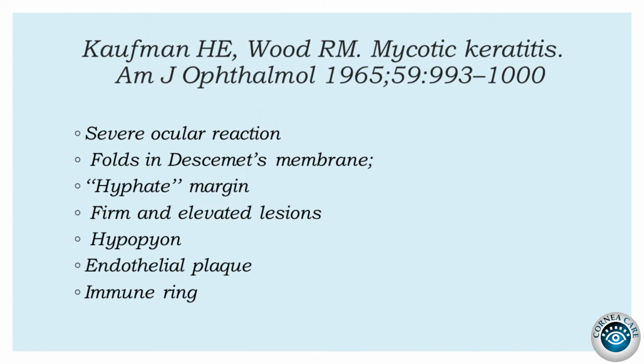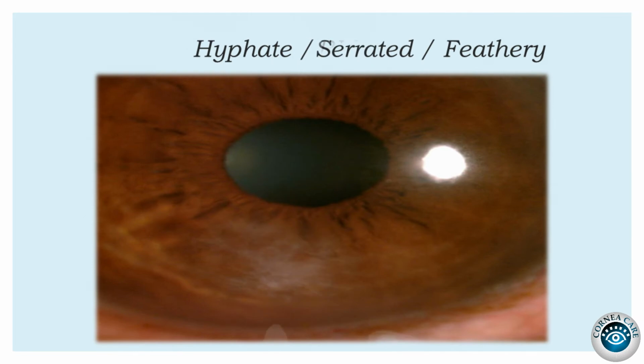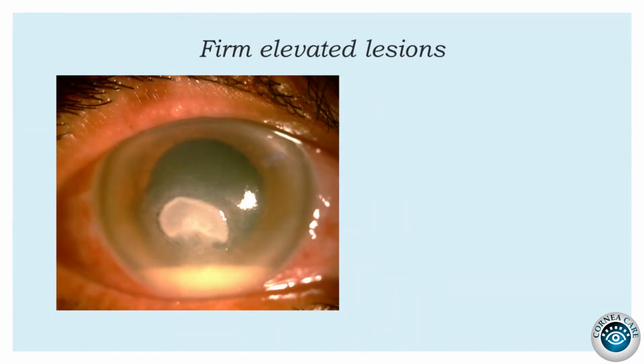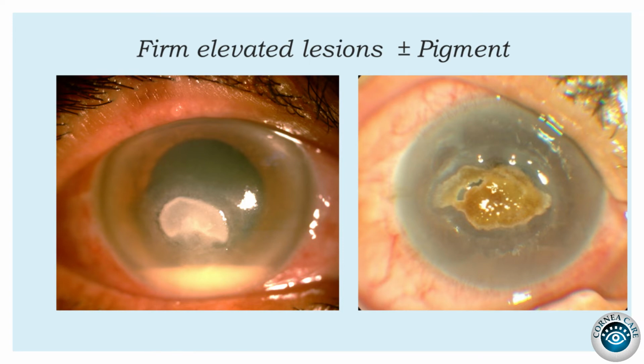In 1965, Kaufman and Wood published a paper where they listed the following features as predictors of fungal keratitis. These clinical signs were hyphate margins, which we also call serrated or feathery margins. These are infiltrates with margins that are ill-defined and have multiple thin branch-like extensions into adjacent stroma. Firm elevated lesions, also called plaques, are common in fungal keratitis. These can sometimes be pigmented, as seen in dematiaceous fungus.